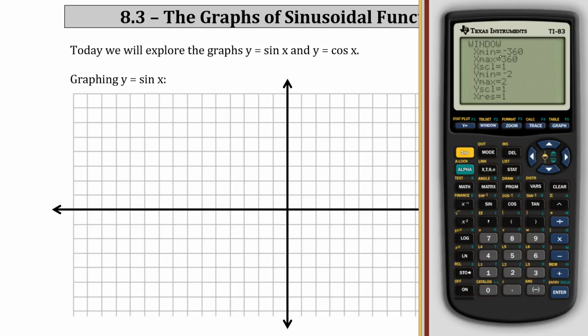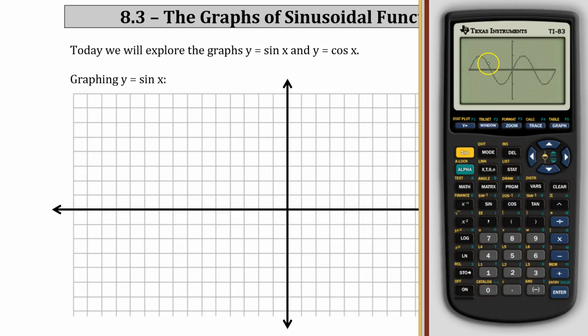So if I go into my equation editor here, I'm just going to clear and have room for that sine x. I'm going to graph it. We're noticing that between negative 360 and 0, we have one full period. What we mean by that is one full shape of that sine graph before it repeats again.